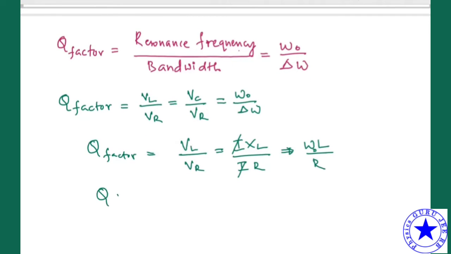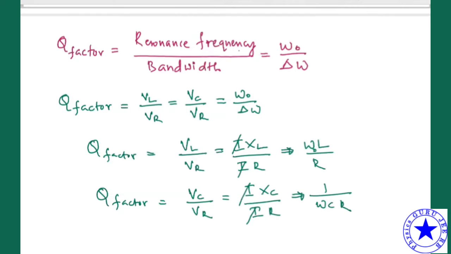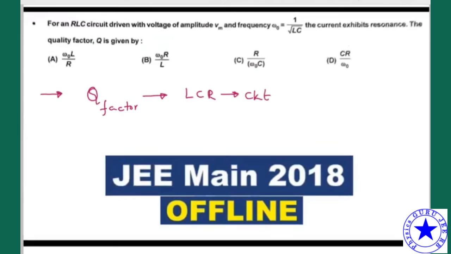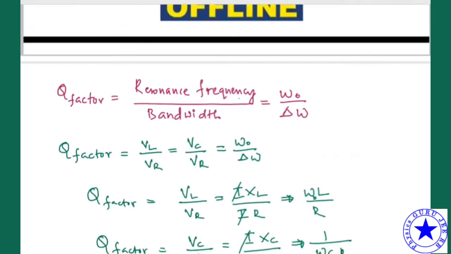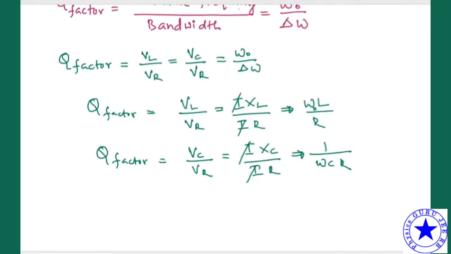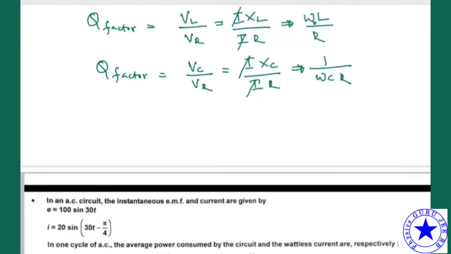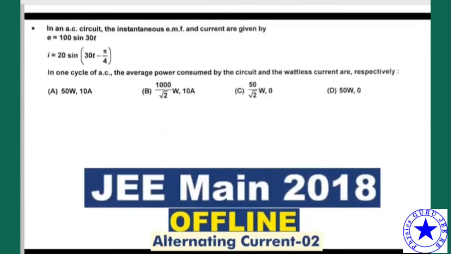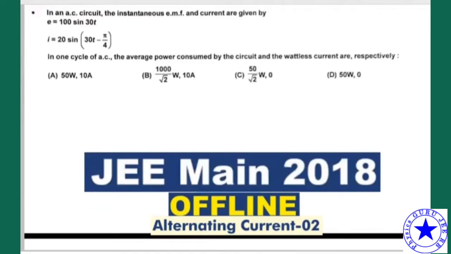The Q factor can also be represented as VC by VR, where VC is I into XC divided by I into R. So I will get cancelled. XC is nothing but 1 by omega into C, so 1 by omega into C into R. Now according to this problem, our answer will be A, omega naught L by R, one of the options for the Q factor. Hope it is clear. Next we'll move to the next question, which is given in JEE Mains 2018 offline.